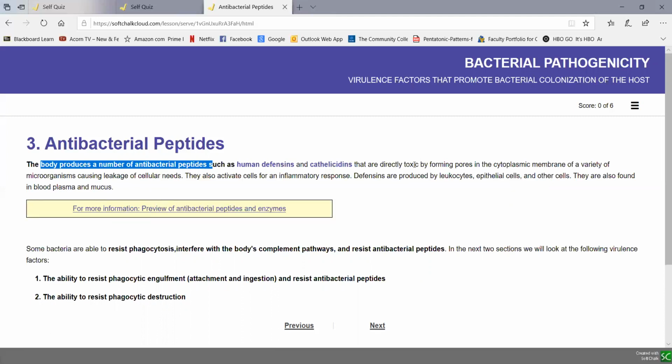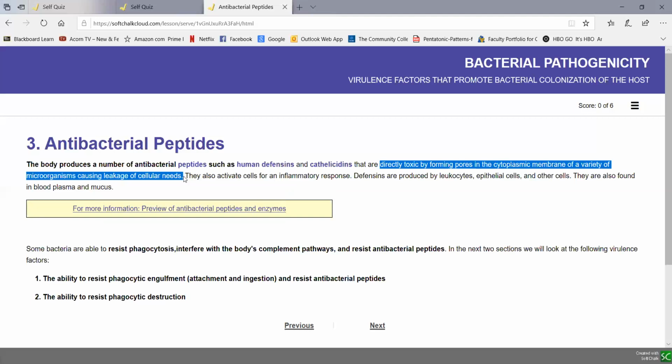So these antibacterial peptides are directly toxic by forming pores in the cytoplasmic membrane of a variety of microorganisms, causing leakage of cellular needs. They can also activate cells for an inflammatory response and promote inflammation. So these types of antibacterial peptides are produced by a variety of cells like white blood cells and leukocytes, by epithelial cells. They also circulate in the plasma and in the mucus to help protect the body.